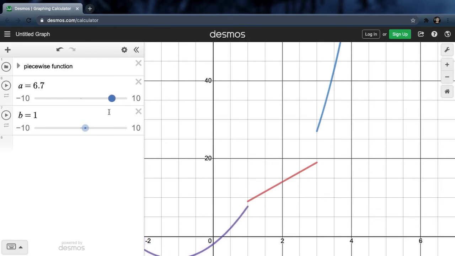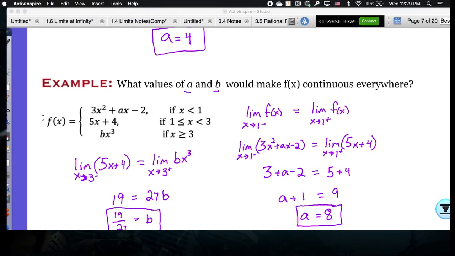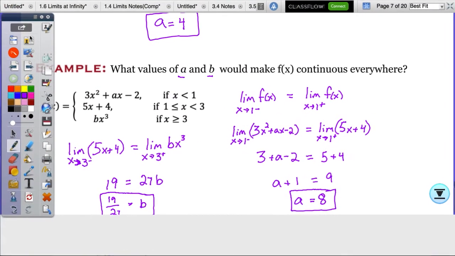Which we said was what, 8? Yeah. So if I turn that to 8, that purple part there meets up with the red part. And the B, I need to get it where the blue part meets the red part, and so moving the B around would change where that cubic is. So I needed to match it up perfectly. And then 0.7, which is probably close enough to 19 over 27 that graphically we can't tell. Okay? That's what we're doing.